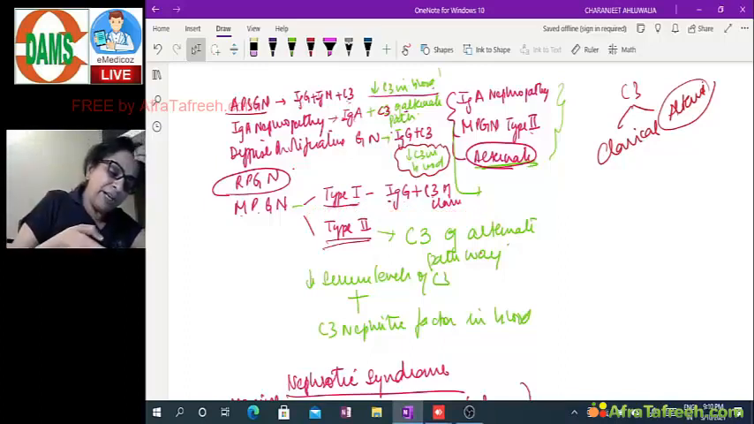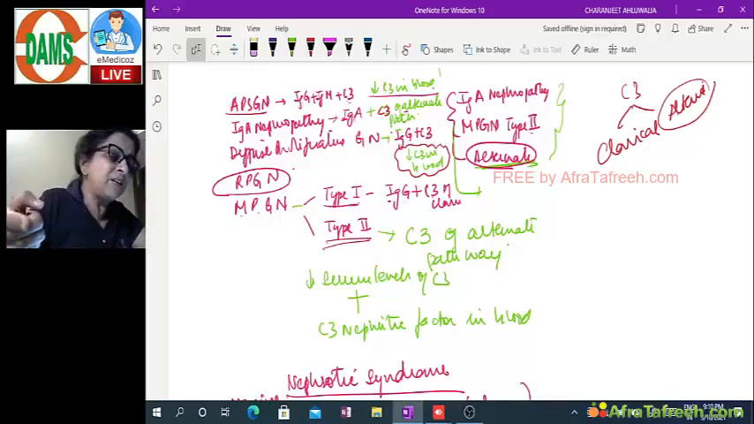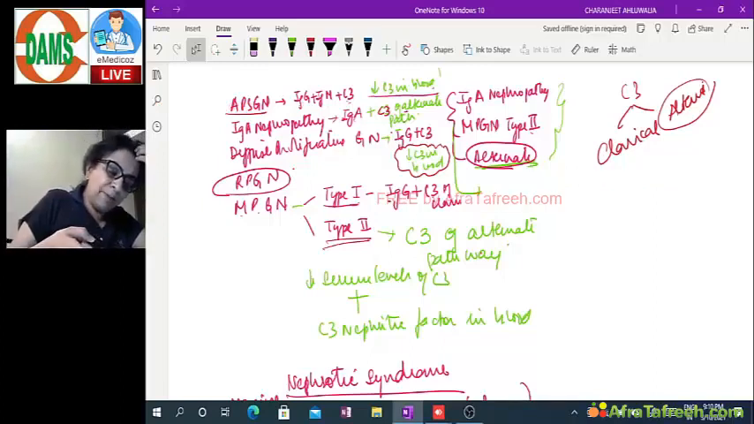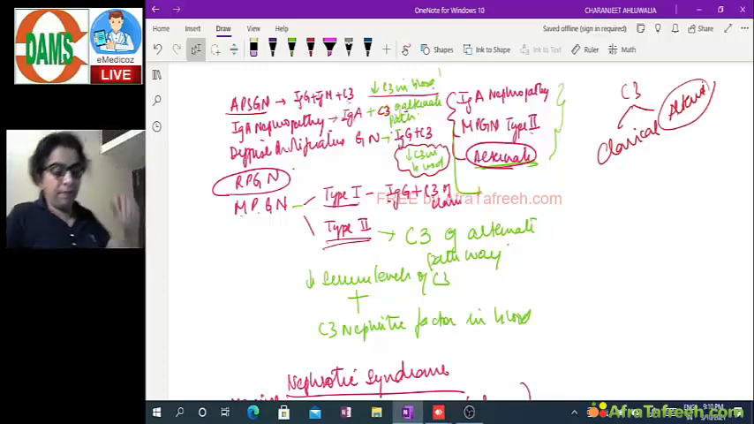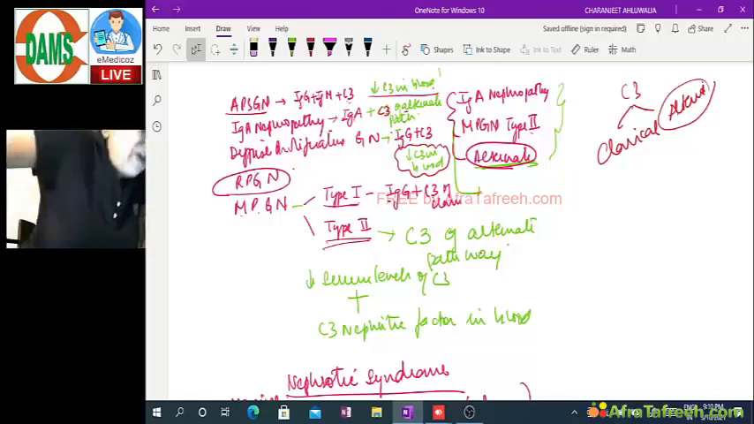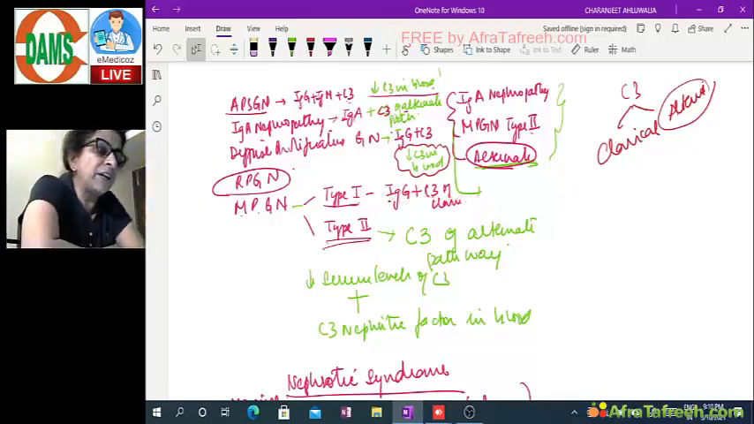Whereas in MPGN, look at MPGN type 1 and type 2. In MPGN type 1, IgG plus classical C3 is there in the deposits, but serum C3 is not reduced. Whereas in type 2, there is only C3 of alternate pathway and serum C3 is also reduced. So ऐसा नहीं है कि अगर वो alternate का C3 है तो serum में reduce नहीं होगा.